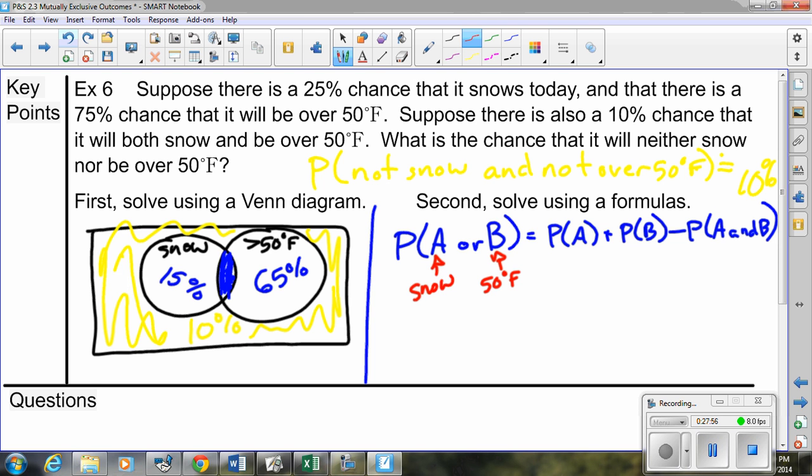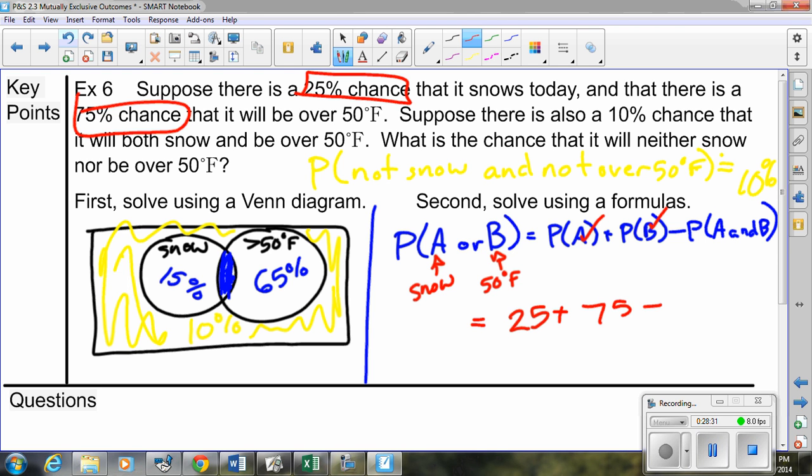What's the probability of A then? That's the probability of getting our snow, which we were told right here. There's a 25% chance that we get snow. So our first number is 25. Got it. What about the next part, the probability of B? That's the probability that we get over 50 degrees. And Ian, you told me that right there, it's 75.